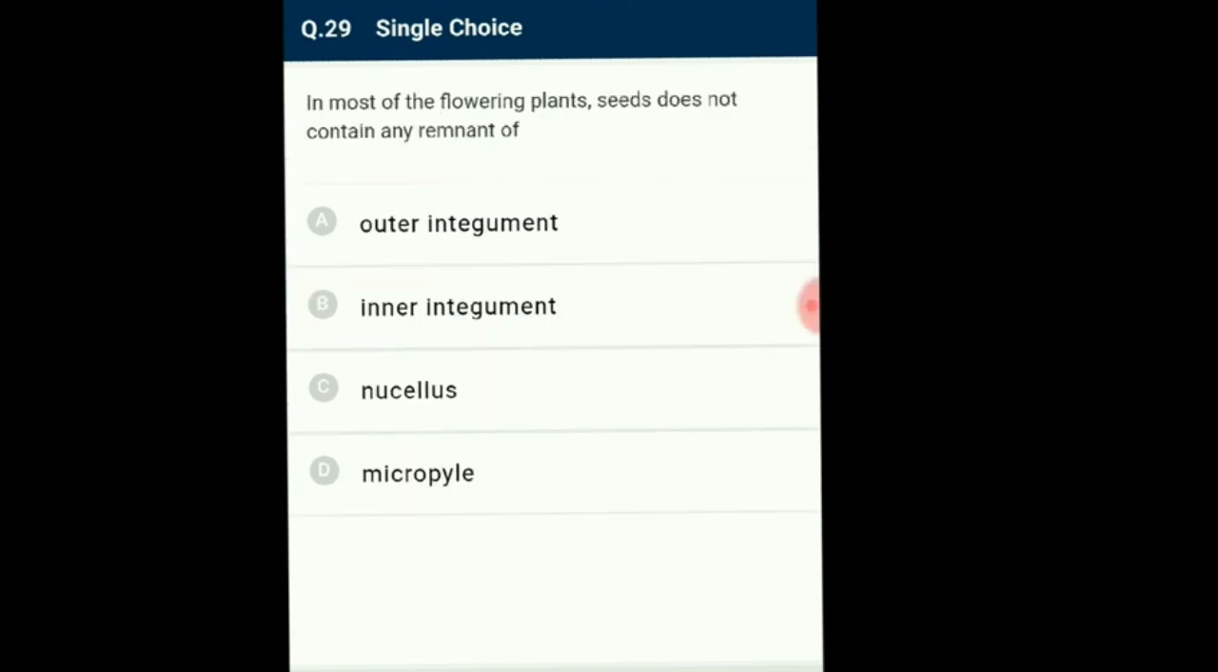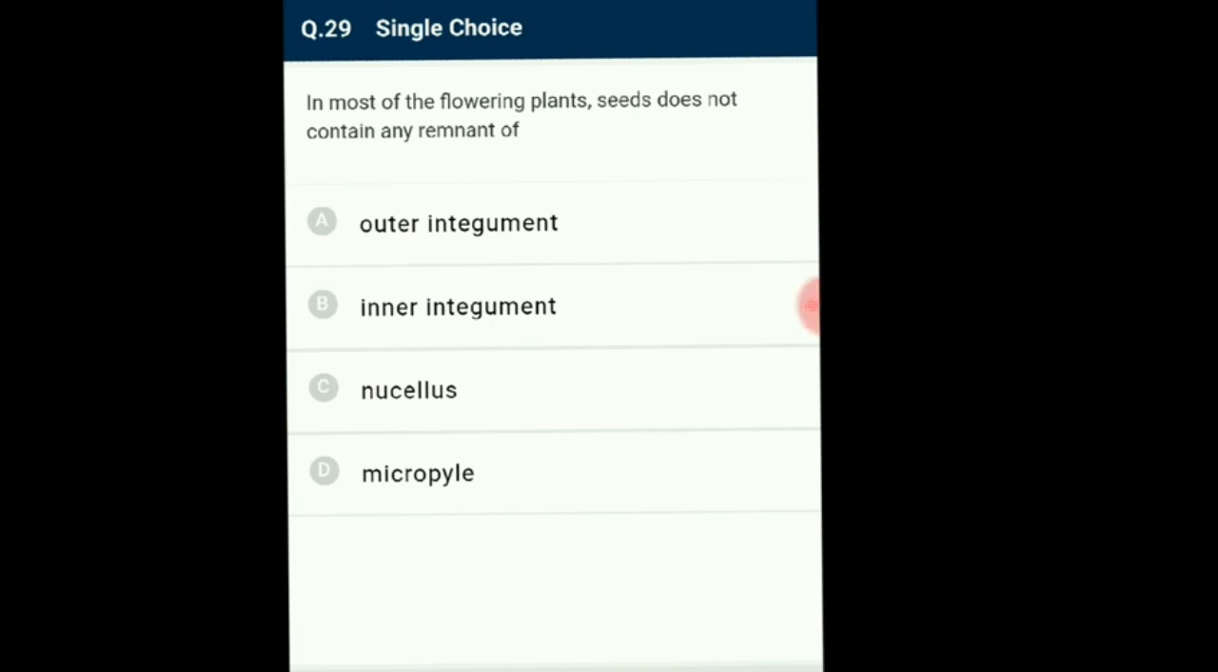Most of the flowering plants' seeds do not contain any remnant of... During the formation of seed, the outer integument gets converted into the outer thick hard seed coat called testa. The inner integument gets converted into an inner thin membranous seed coat called tegmen. The micropyle is retained in the seed; water enters the seed through the micropyle and initiates germination.